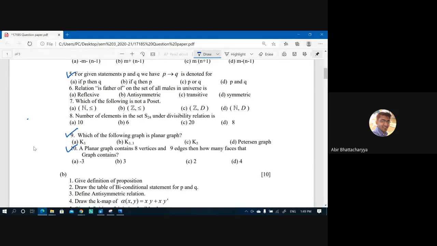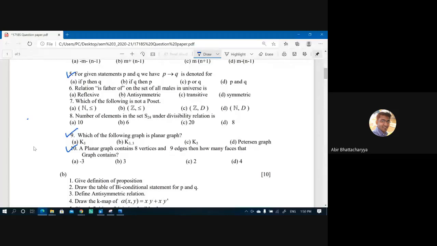Number 9. Which of the following graphs is a planar graph? Option B is Kuratowski's second graph, that is K3,3, complete bipartite. And option C is Kuratowski's first graph. So these two graphs are always non-planar. Also, the Petersen graph is always non-planar. So finally, which one is left? The left one is K3, and we know that K3 is a triangle, and it's always a planar graph having two regions. So option A is correct.